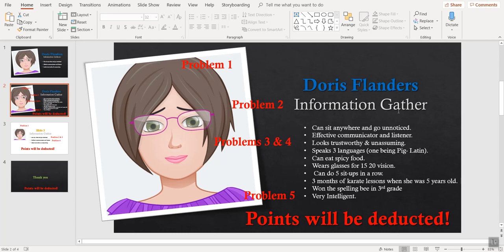Problem 2, it says information gatherer rather than information gatherer, misspelled. And so if I were to see this, I would know that the presentation had not been proofread. So make sure you proofread everything very carefully.